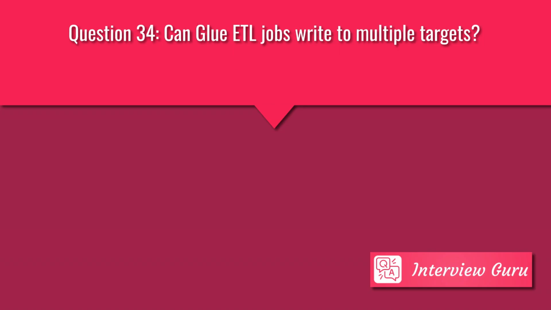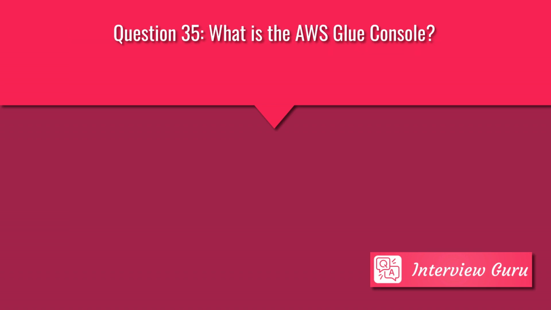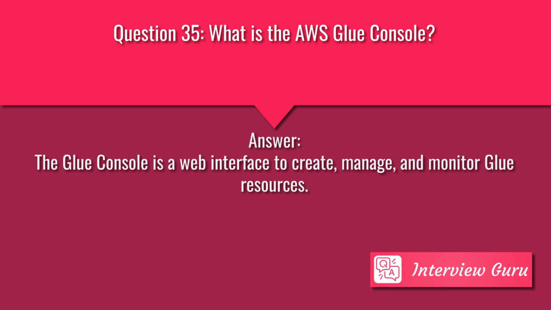Question 34. Can Glue ETL jobs write to multiple targets? Yes, a single Glue job can write data to multiple destinations. Question 35. What is the AWS Glue console? The Glue console is a web interface to create, manage, and monitor Glue resources.